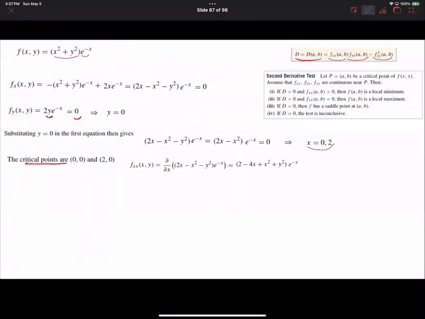So when you're taking the partial derivative of these two, you have to apply the product rule. This is the derivative of 2x minus x squared, which is 2 minus 2x minus 0, times e to the power negative x, plus the derivative of e to the power negative x, which is minus e to the power negative x, times (2x minus x squared minus y squared). But here you can easily factor out e to the power negative x and simplify this as much as you can. That's how you end up with (2 minus 4x plus x squared plus y squared) e to the power negative x.